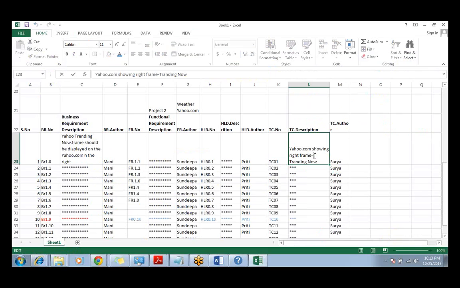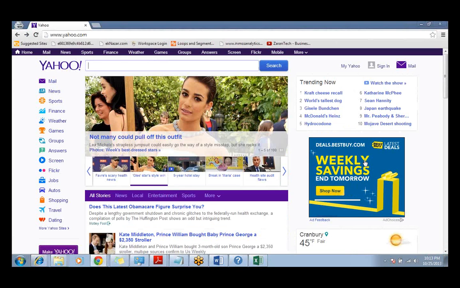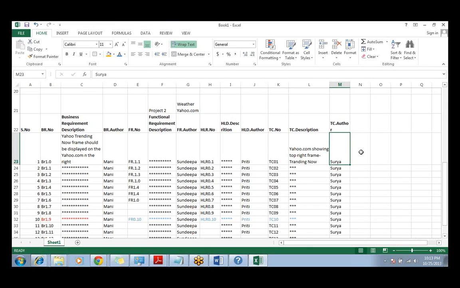So the requirement is here, top right frame. It should be displayed. But the actual result, what is happening is it's coming in the middle of the right frame. That's the defect. So the QA team reported that defect. So now this has an open defect. And the defect is the trending now.